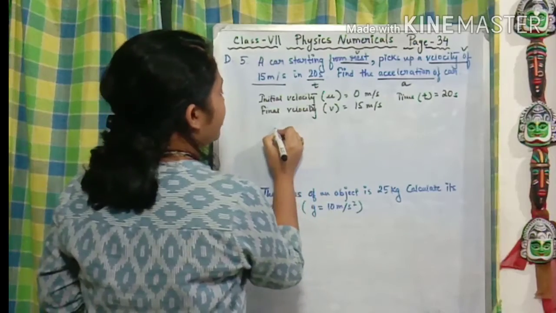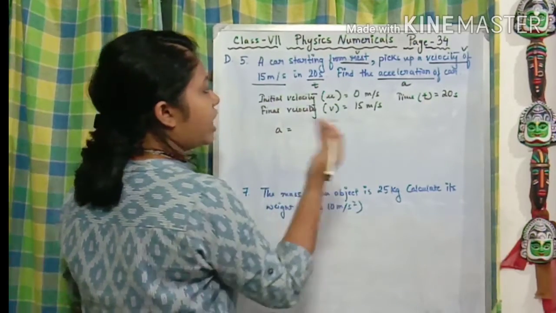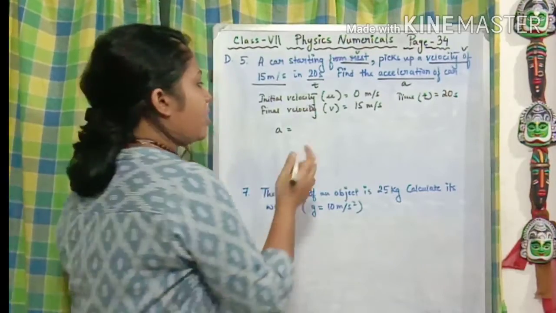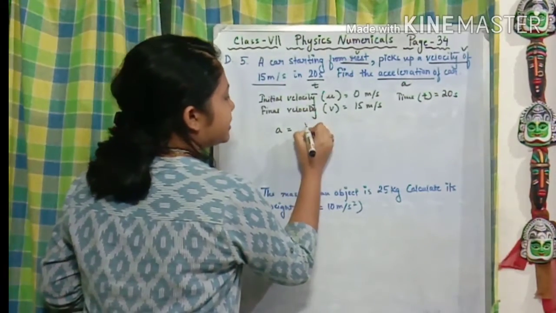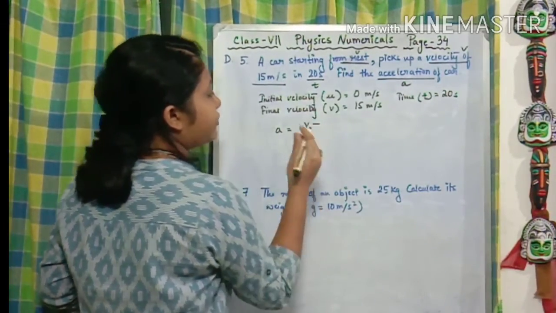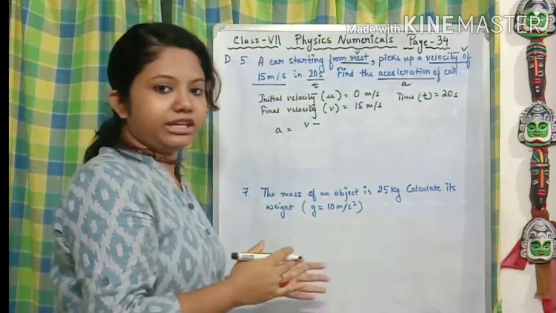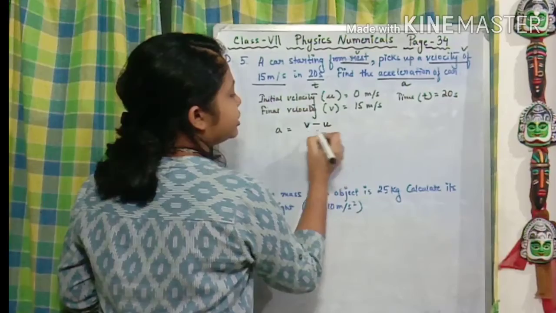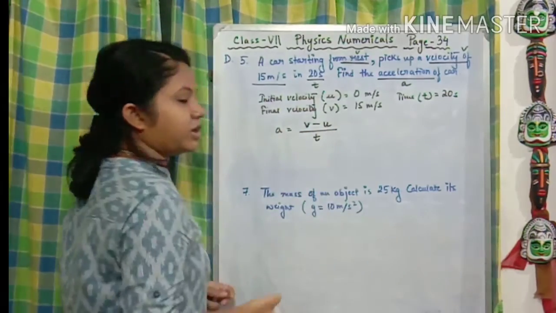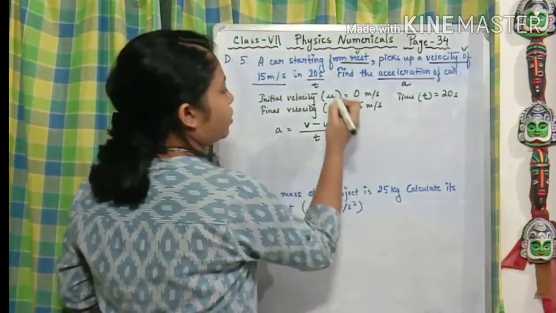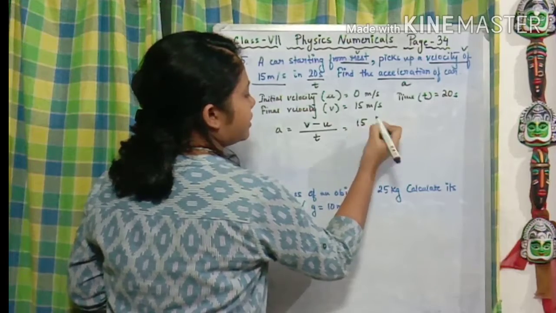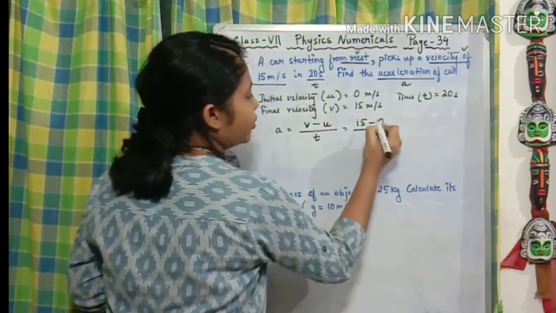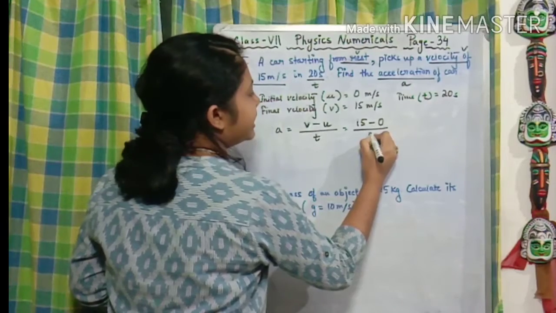Alright, now we are going to write the formula for how we are going to find out. So when we are finding out acceleration, how are we doing it? We subtract, or we find the difference between the final velocity and the initial velocity. That means small v minus u by t. Alright, so let's put the values. Small v, that is 15, minus u, that is 0, by t, that is 20.